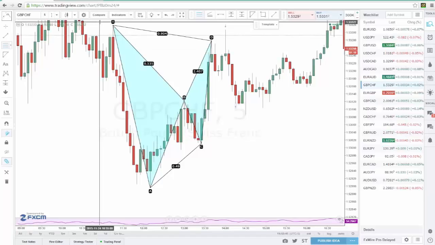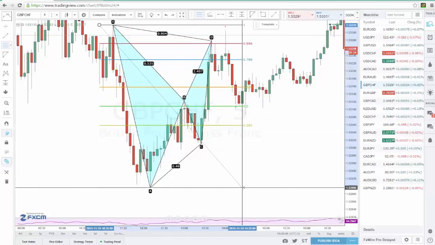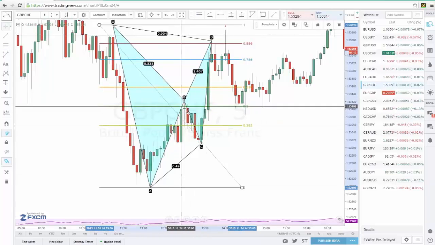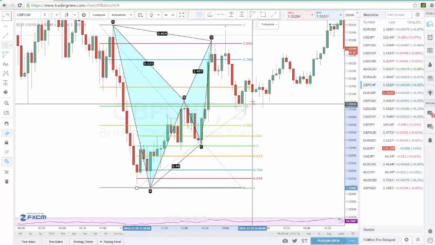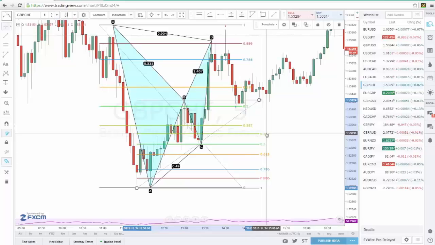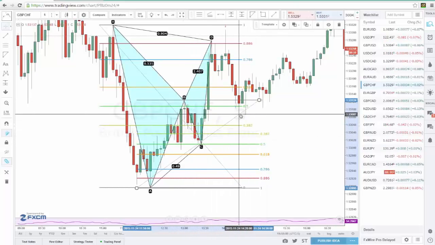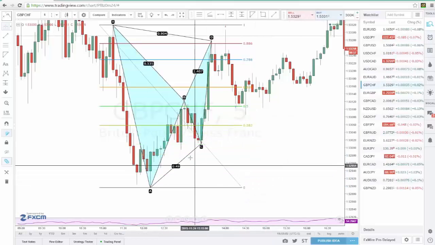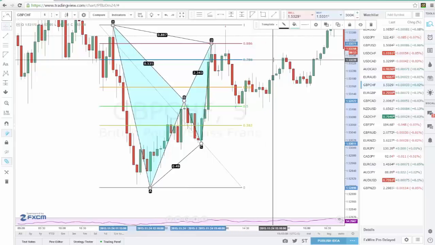We'll check all of our ratios here. X down to A. We definitely get a 50% retracement there. A to B. C point definitely comes below our 382 right here. C came down past the 382, so that's a valid C leg. And C to D did complete at the 886.